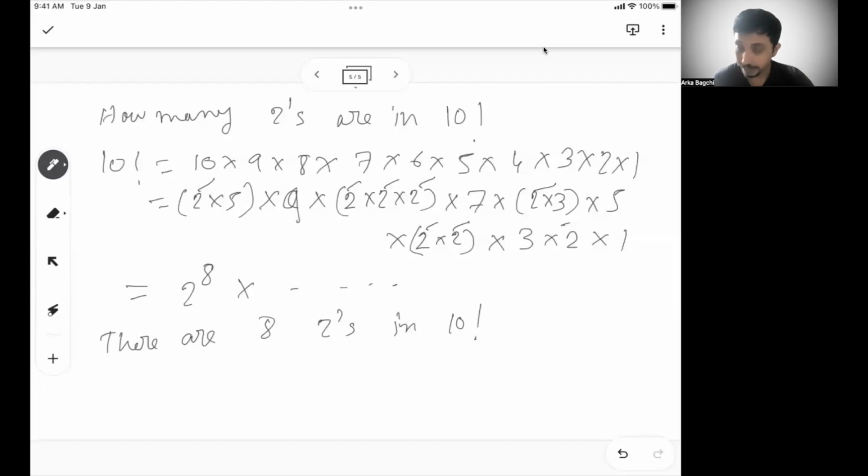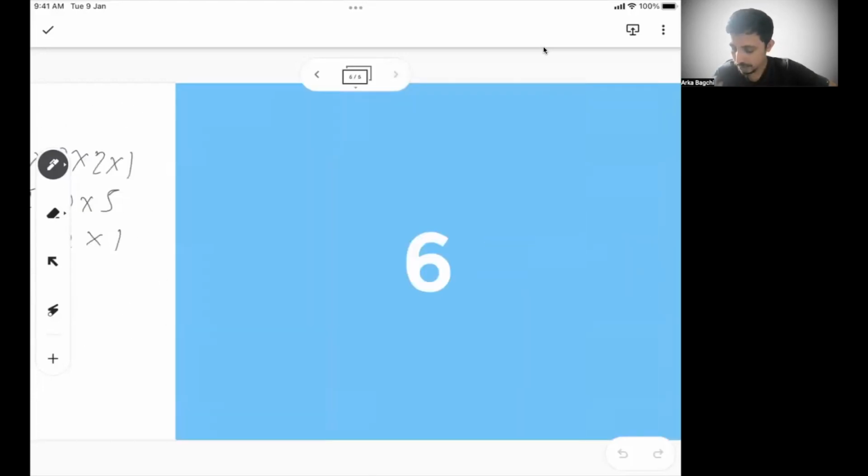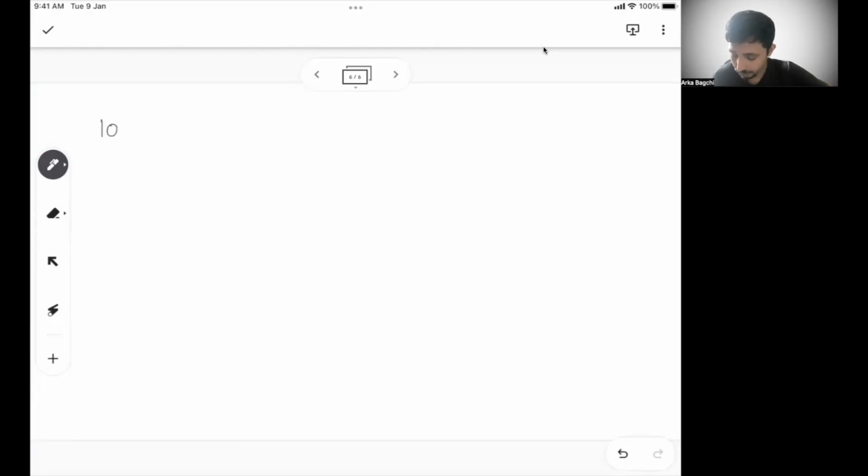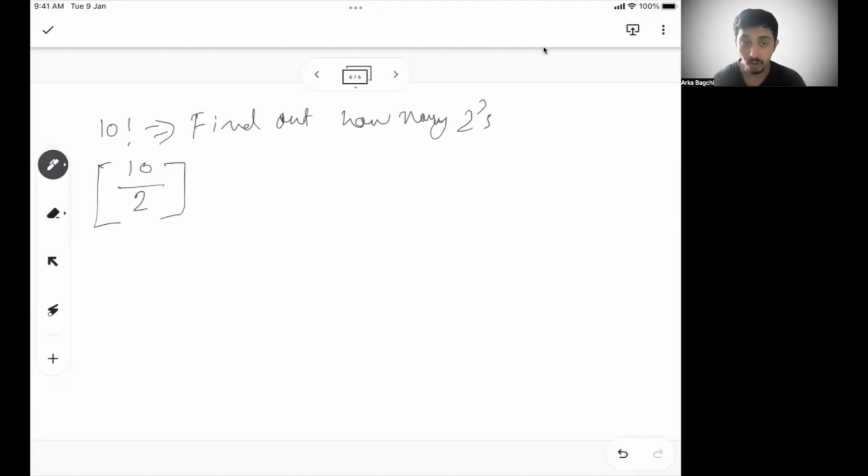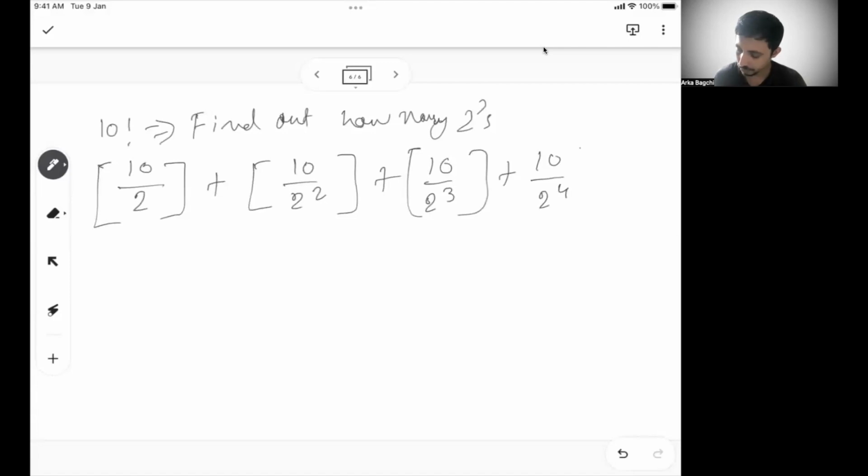So the better way to do it is this. If it is 10 factorial, and your question is to find how many 2's, then your first approach should be 10 by 2 in a box. What the box will give, I will come to. Then the next will be 10 by 2 square, then 10 by 2 cube, then 10 by 2 to the power 4, and so on. Why you can stop at 2 to the power 4, I'll come to.